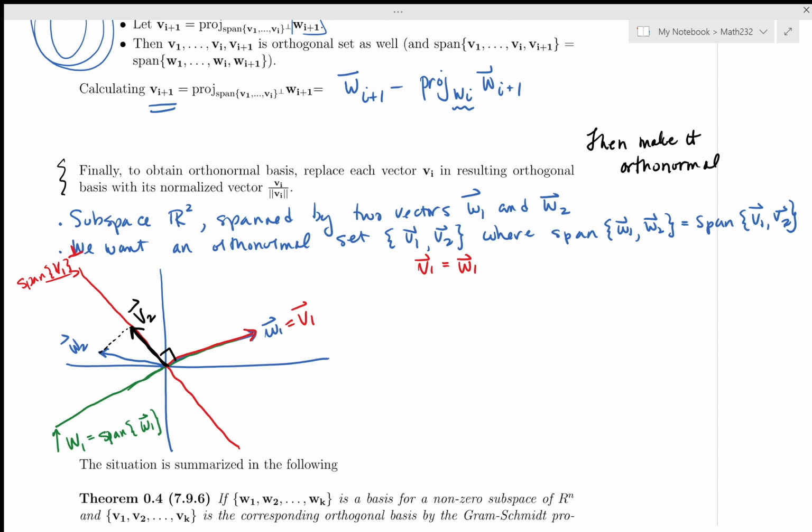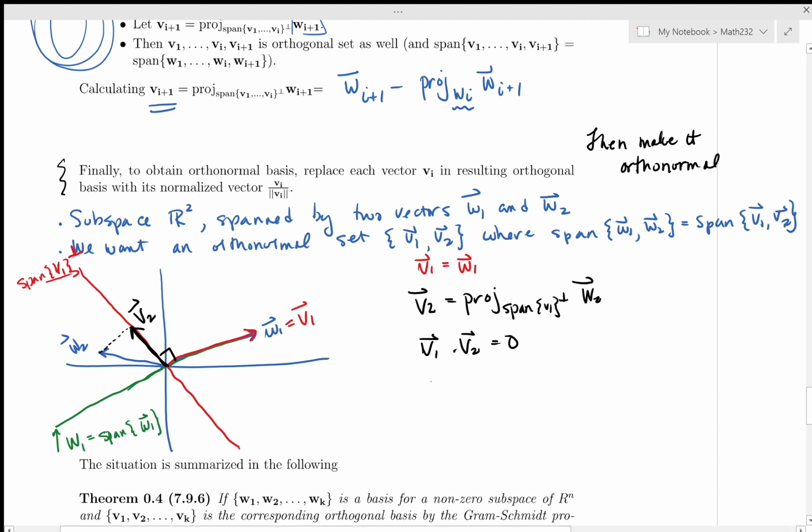Okay, so now I have V2. V2 is equal to the projection of W2 onto the orthogonal complement of the span of V1. That's it. And then I have that V1 dot V2 is equal to 0. Now in this case, because I only have 2 vectors, I am now finished. I have 2 orthogonal vectors which span the same thing that W1 and W2 spanned.